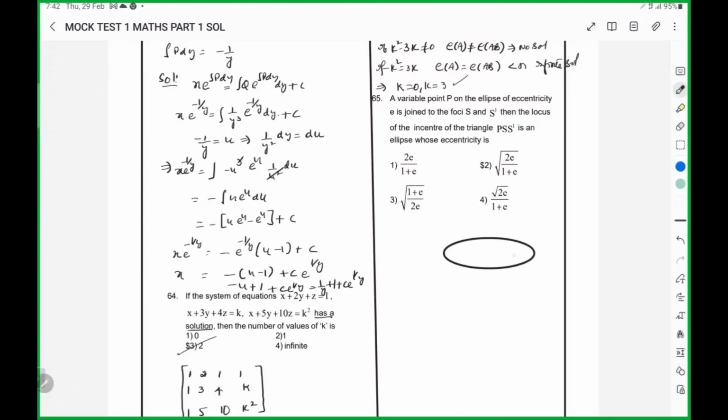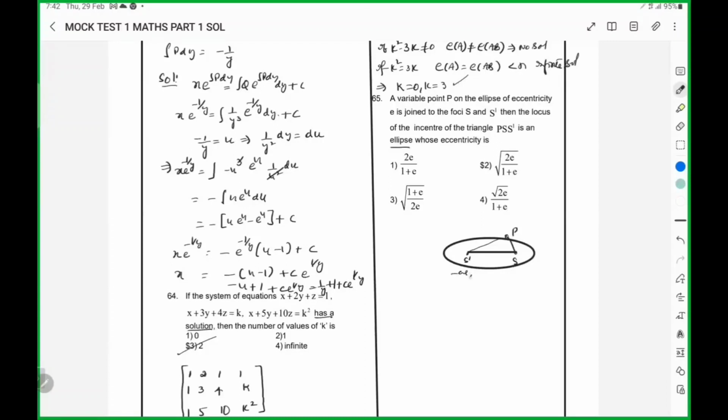For an ellipse, S dash and S are foci. P is any point. As P changes, the triangle changes, and the incenter changes. So different triangles have different incenters. That incenter definitely forms a curve. That curve is, he said, an ellipse already. Whose eccentricity?